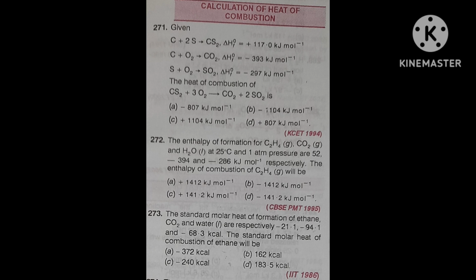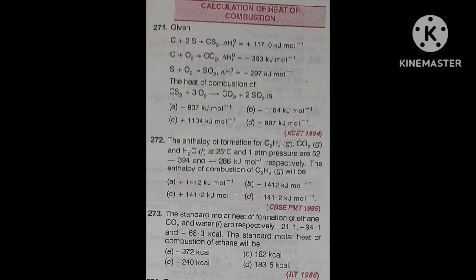After putting the value, you just have to simplify. If you keep pen and paper with you, you can do that simplification. Now I am telling you, listen carefully. I am telling you the answer and its explanation. The answer I told you is 1412 kilojoule. How? Now I am telling you.